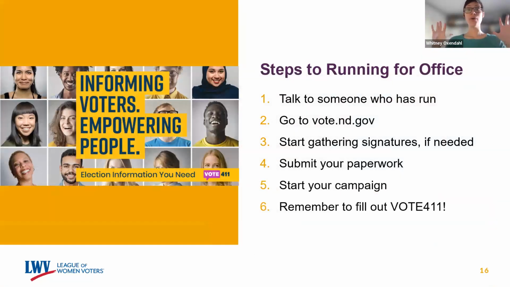All right, so I wanted to review this so you remember the steps to running for office. First, talk to someone who has run. Go to vote.nd.gov and make sure you qualify, and see what paperwork it takes. Start gathering your signatures if you need them. Then submit your paperwork to the correct place, as was on the other slide. And then start your campaign. And remember to fill out Vote 411 so voters know about you.